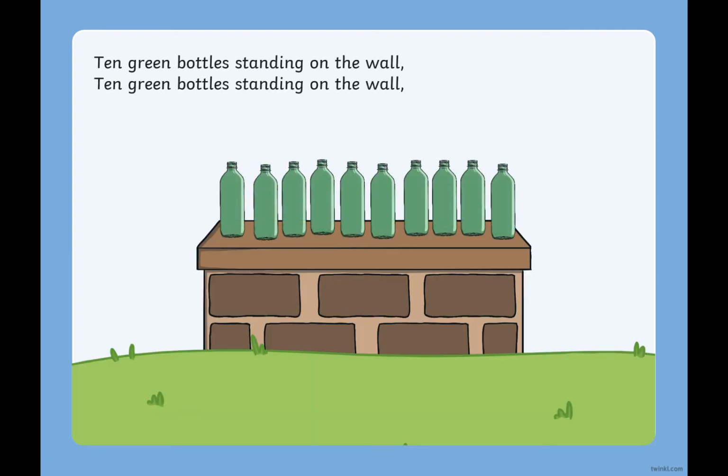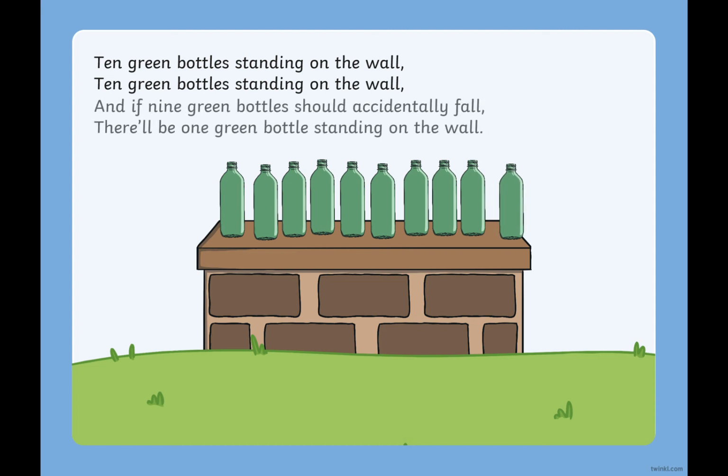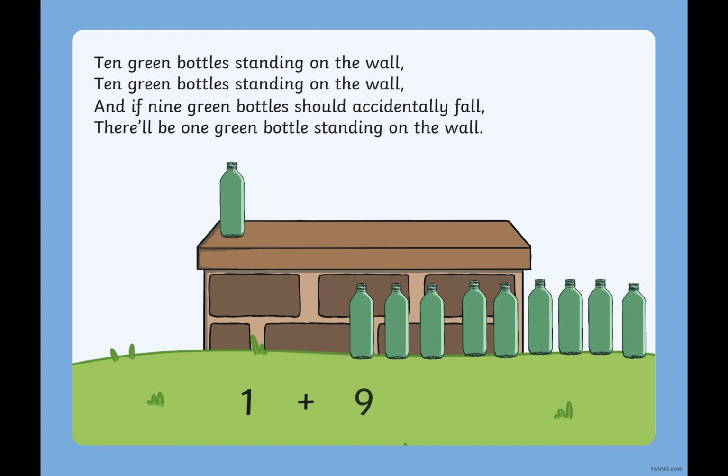10 green bottles standing on the wall, 10 green bottles standing on the wall, and if 9 green bottles should accidentally fall, there'll be 1 green bottle standing on the wall.